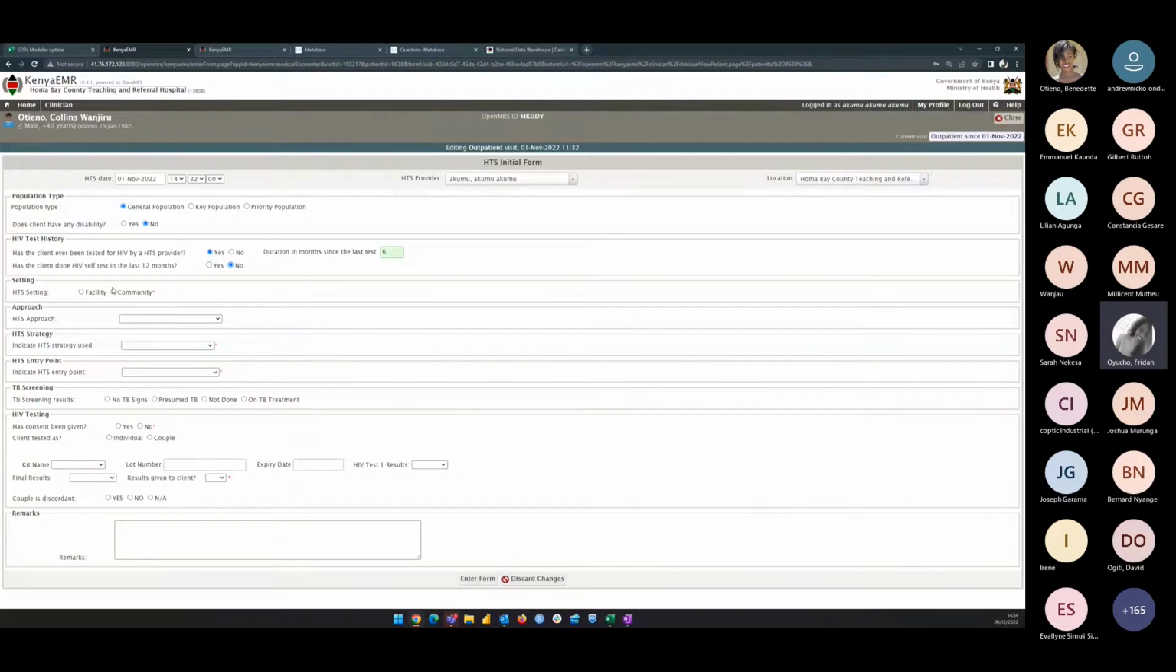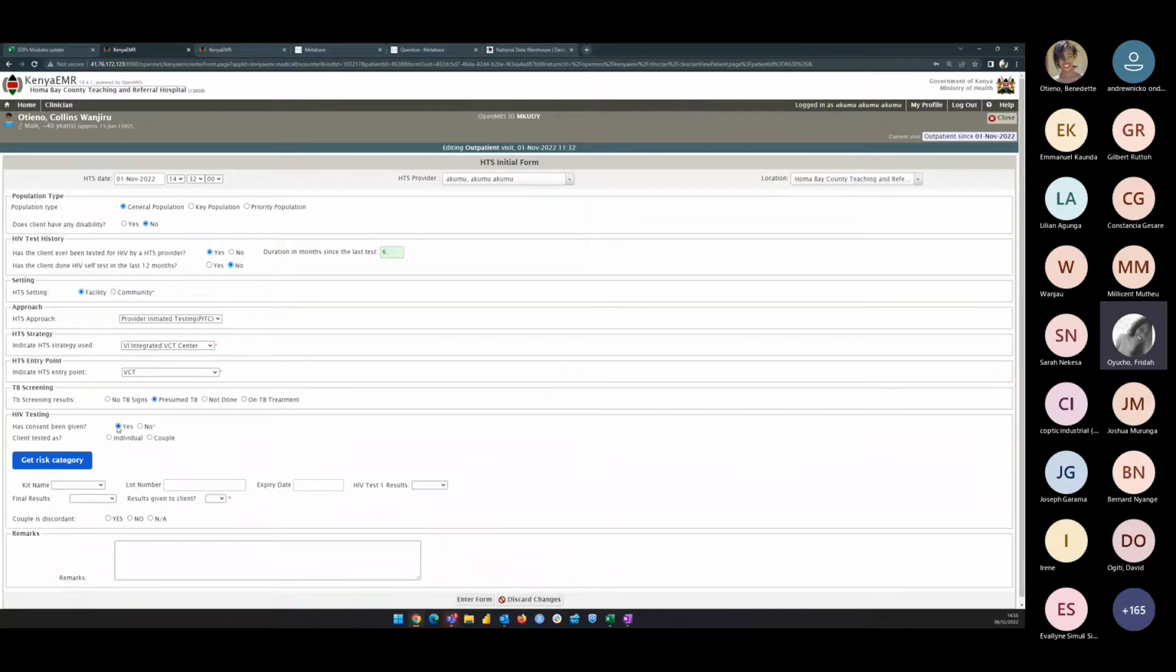HTS setting, assuming this is being done at the facility level, and this is being done by the provider, the one that initiated the testing. Then the strategy used, integrated VCT center, TB screening results, assuming the client has assumed TB, then the client has consented to be tested. The moment I say consented to be tested, you're able to see get risk category. Okay. Then I say the client is being tested as individual. Then I click on get risk category.